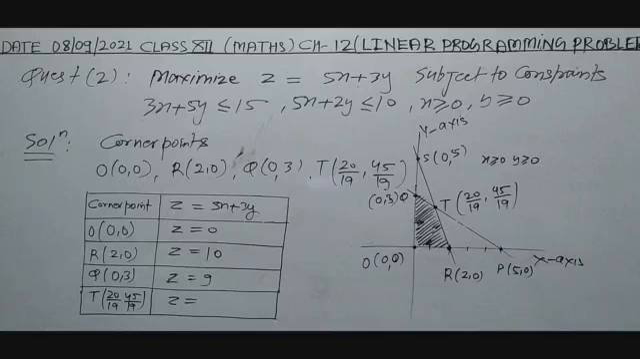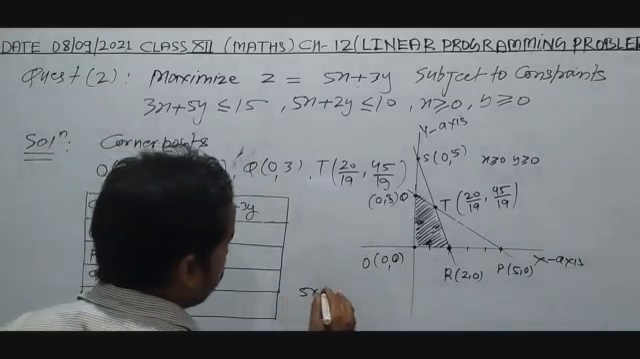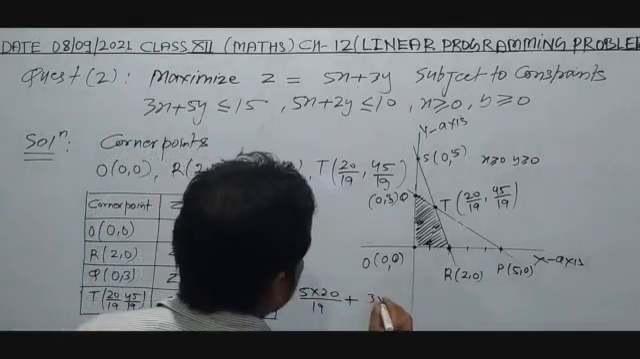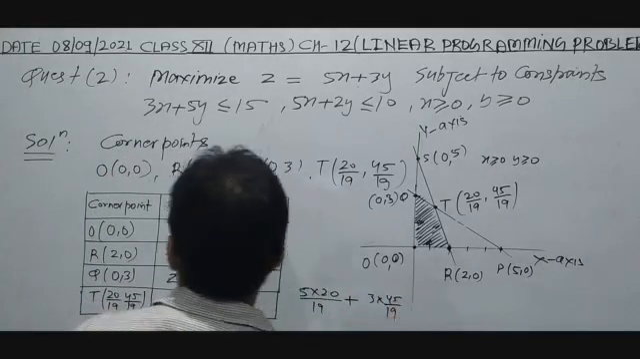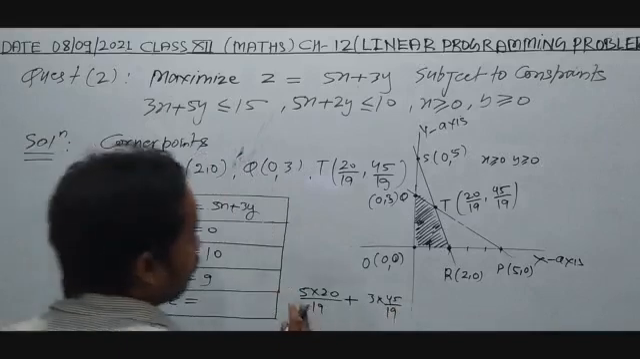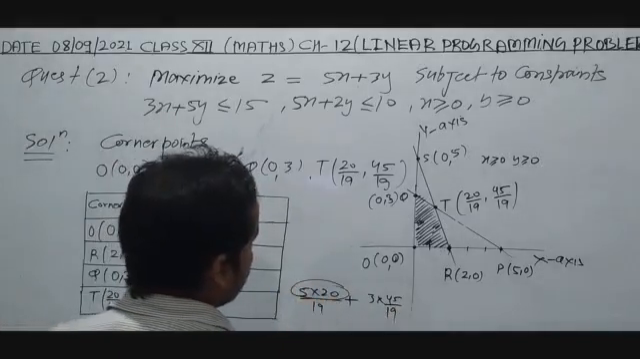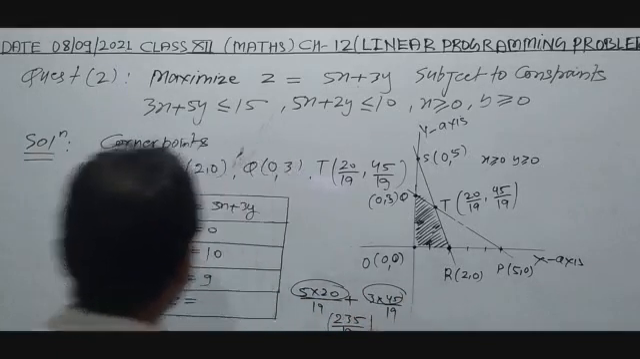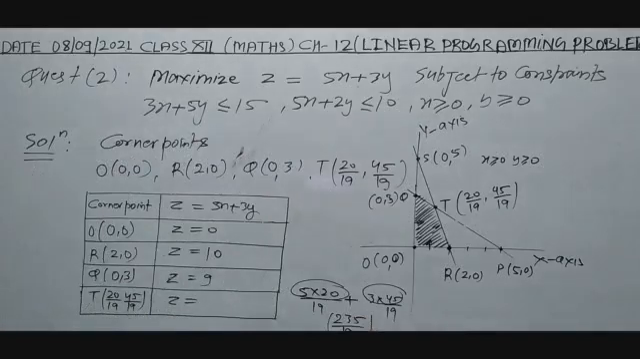So see, what will be the calculation? 20/19 into 5 means 5 into 20/19 plus 3 into 45/19, and the calculation will be, this is 100, this is 135, means 235/19. What will be its value?